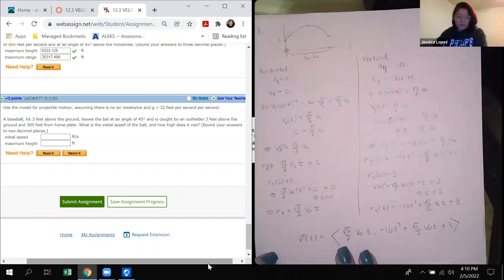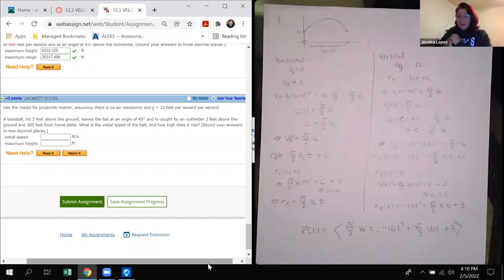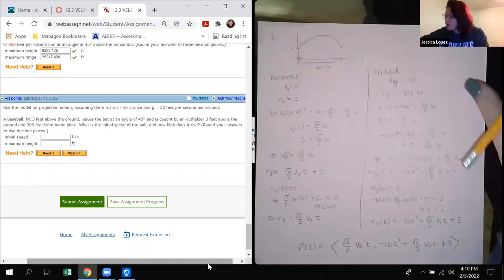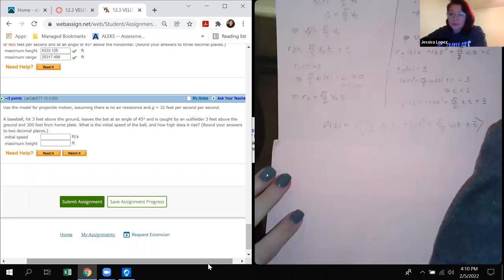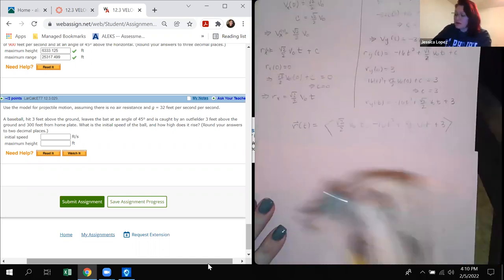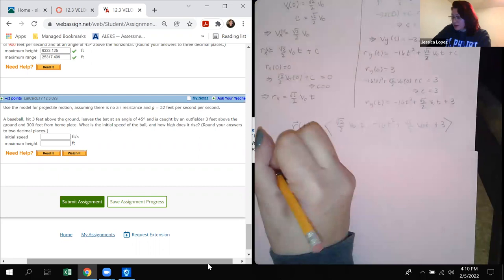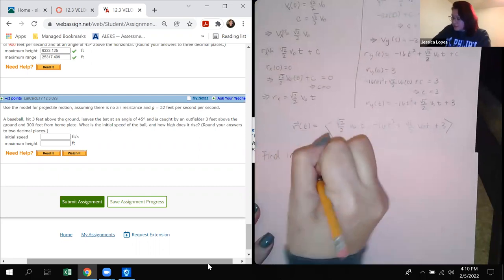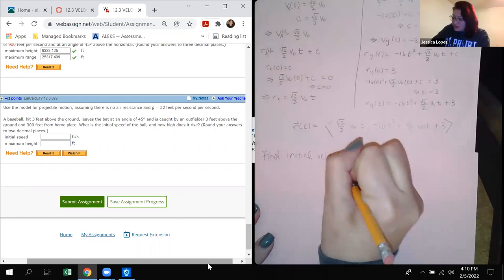I'm going to go over to my next page, and I'm going to take this information here. If you need to take a screenshot, take a screenshot. And I'm going to move this up. Okay. So from here, what we're going to need to do is find the initial velocity, which is that v naught.